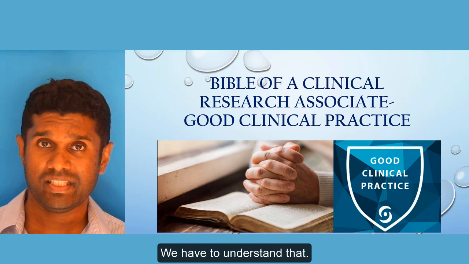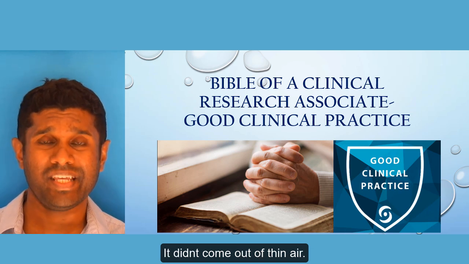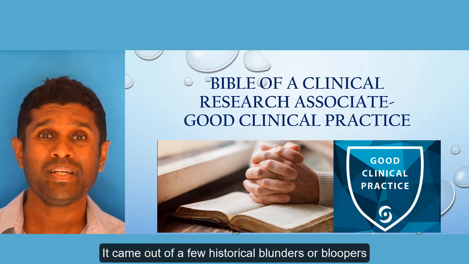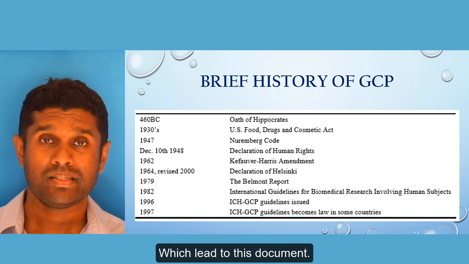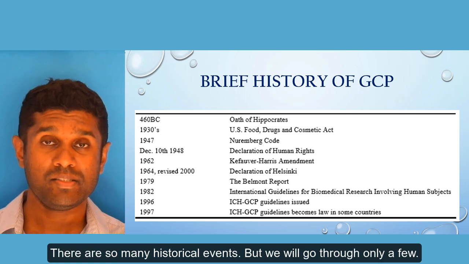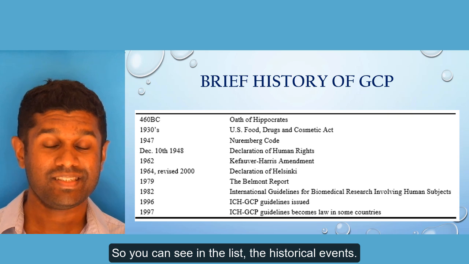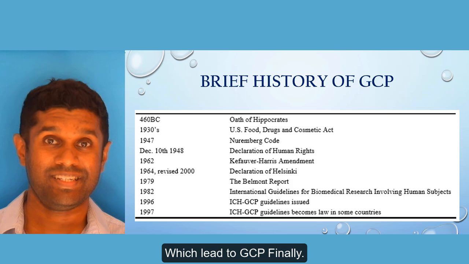So, in studying about GCP or good clinical practice, we have to understand that it didn't come out of thin air. It came out of a few historical blunders or bloopers, you might call it, which led to this document. There are so many historical events, but we'll go through only a few. You can see in the list the historical events which led to GCP finally.